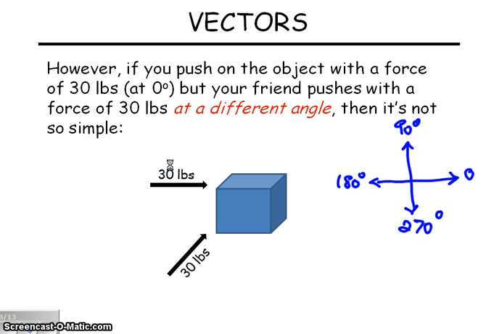So you're pointing there, you're pressing the box with 30 pounds at 0 degrees. But your friend pushes at it with a force of 30 pounds at some other angle in the first quadrant there. It looks like maybe 45, 50 degrees or something like that. How do we combine them? Clearly, you're not using the effort in the same direction, so it's not going to be 60 pounds towards your right. It's going to be something different.